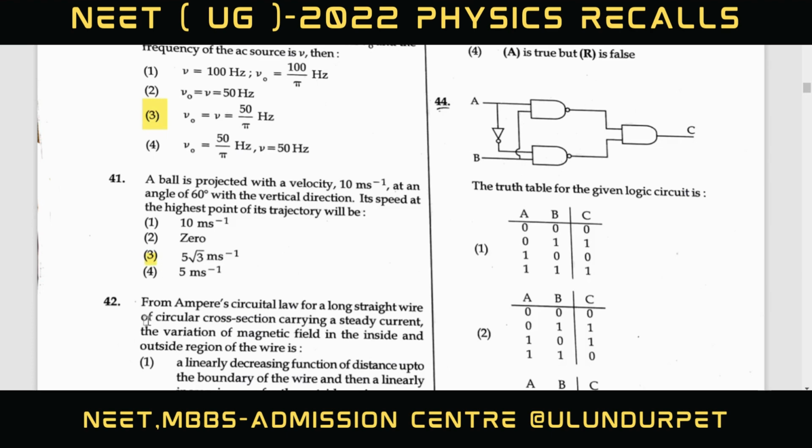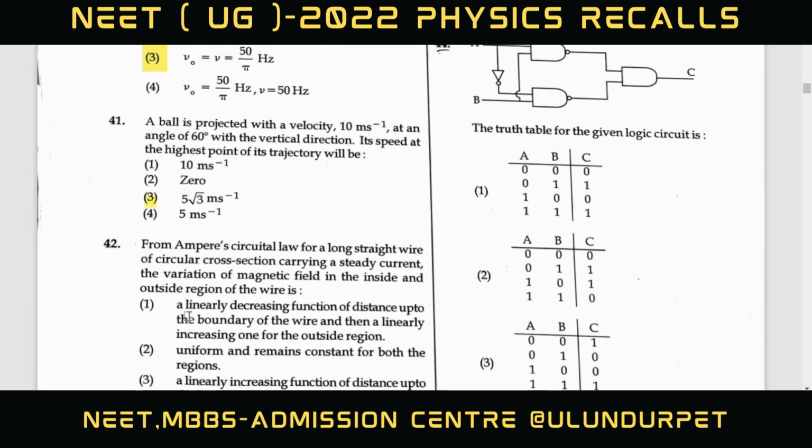42. From Ampere's circuital law, for a long straight wire of circular cross section carrying a steady current, the variation of magnetic field in the inside and outside region of the wire is? The answer is option 4.